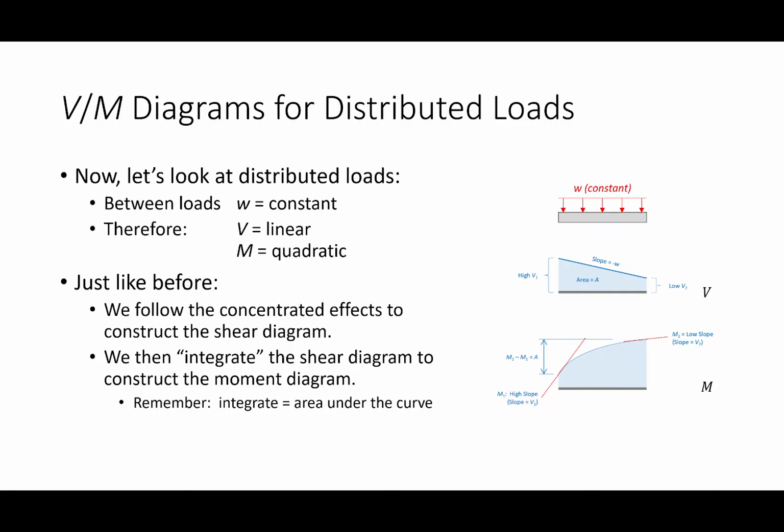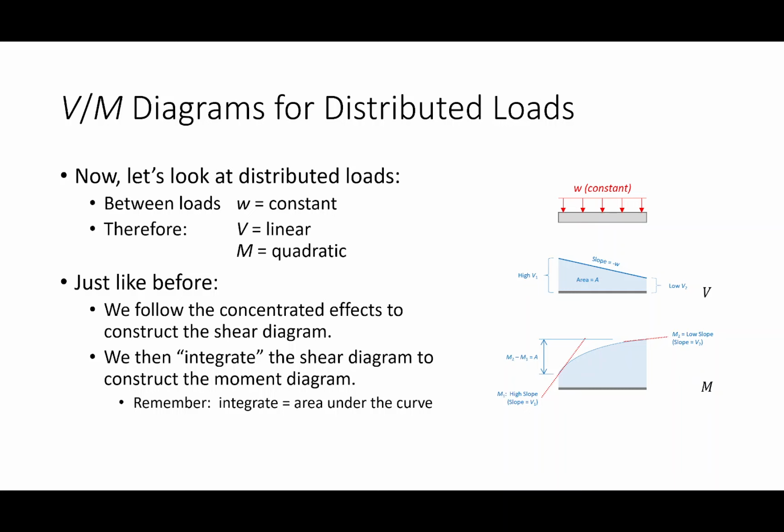So now let's focus on the slide a little bit. I propose that if you have a constant load, that is going to generate a linear shear diagram. The slope of that shear diagram is going to be equal to the load, and we're going to go from maybe a high shear to a low shear. And if we take the integral of this shape, the area under this curve is going to equal the change in moment from one side here to another side here.